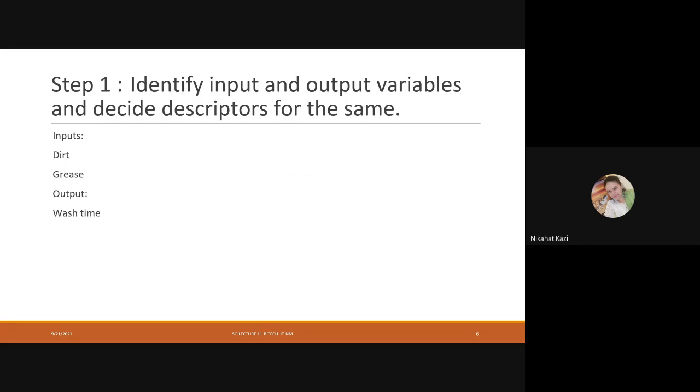The first step is to identify the inputs and the outputs, right? The variables you have to decide, the descriptors you have to decide. The variables are given to us: dirt, grease, and wash time. For each of these variables, we have to decide what descriptors we'll be using, that is, the linguistic terms or linguistic values. It's mentioned again in the question that you have to use 3 descriptors for input and 5 for output.